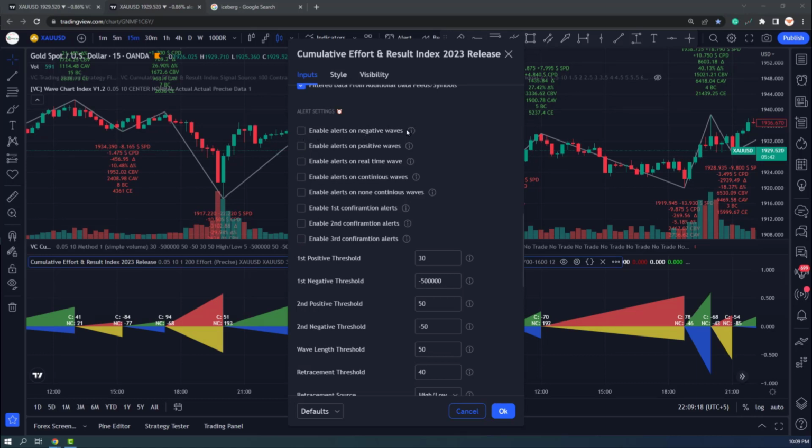Enable alerts on negative waves, the first option. If we check this input, this parameter, we are giving commands to the system, to the indicator, that alert us only on the negative waves.